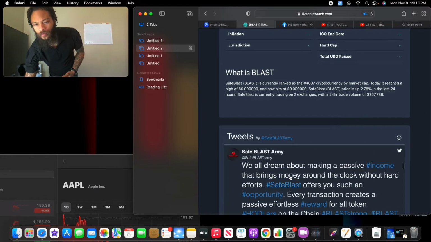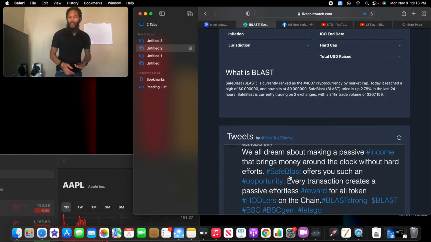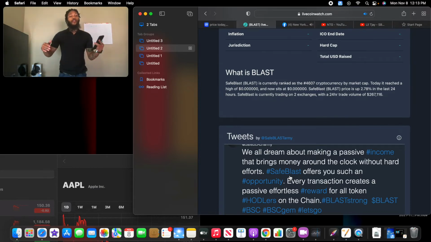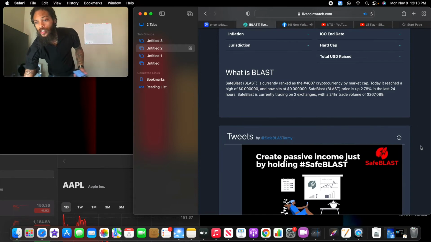Let's go ahead and read this update right here. We all dream about making passive income that brings money around the clock without hard effort. Safeblast offers you such an opportunity. Every transaction creates a passive, effortless reward for all token holders. Amazing, right? Because that's what most cryptocurrencies do nowadays. And I believe since they were on the charts, there's definitely some momentum.